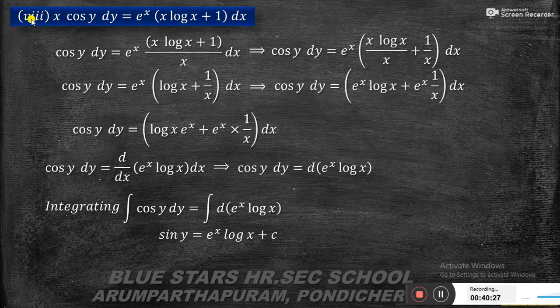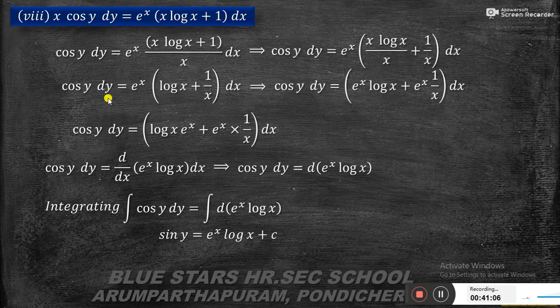So now we discuss the 8th subdivision. x cos y dy equal to e power x log x plus 1 into dx. Here I group the x terms and y terms separately: the y terms on the left hand side, the x terms on the right hand side. So cos y dy equal to e power x log x plus 1 into dx, with this x written on the right hand side as divided by x. So the next step, cos y dy equal to e power x, with x by x into log x by x plus 1 by x into dx.